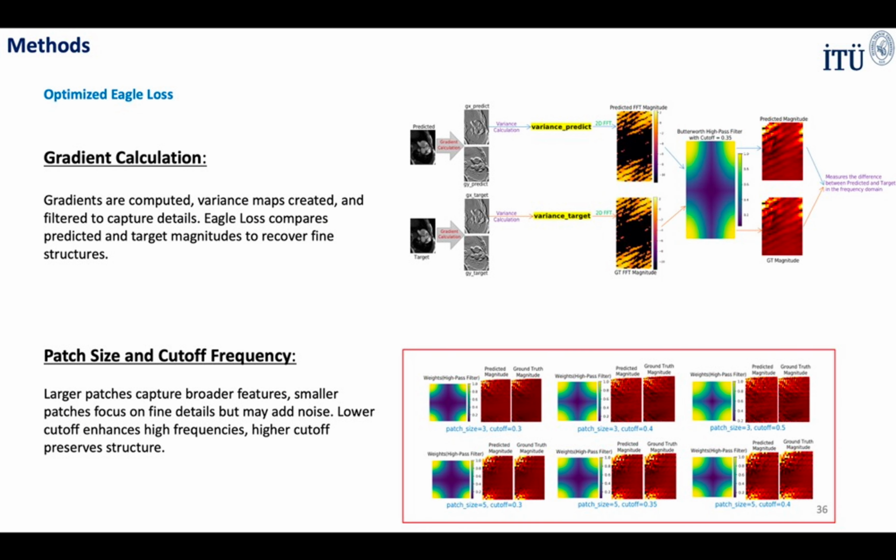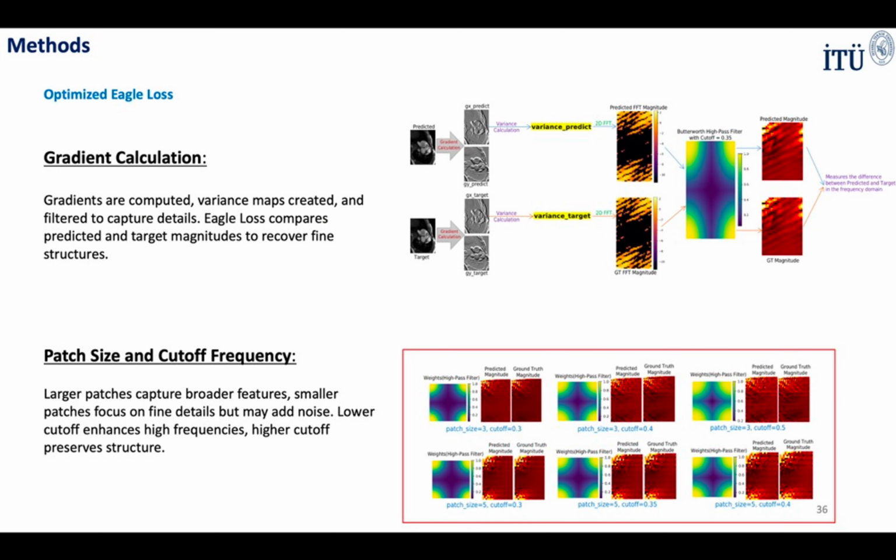This is our result on the test set. Ours without Eagle loss shows significant improvement over the baseline across all modalities. By incorporating Eagle loss, our model achieves the best results across all metrics. Eagle loss effectively enhances high-frequency detail recovery, making the model more accurate and robust for undersampled K-space data.